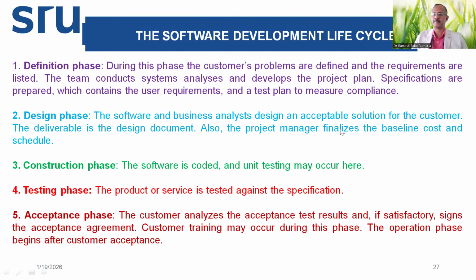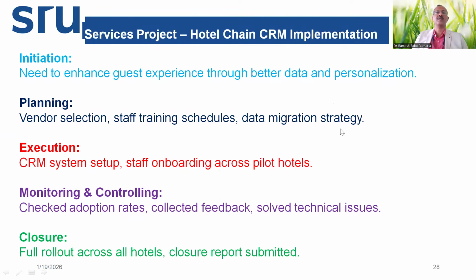Now let us see a service project for business management students, like a hotel chain's customer relationship management implementation. So the phases will be like this: initiation, planning, execution, monitoring and controlling, closure. In the initiation phase, the need is to enhance guest experience through better data and personalization. This is a CRM implementation in a hotel chain. In the planning stage, vendor selection, staff training, and data migration are done.